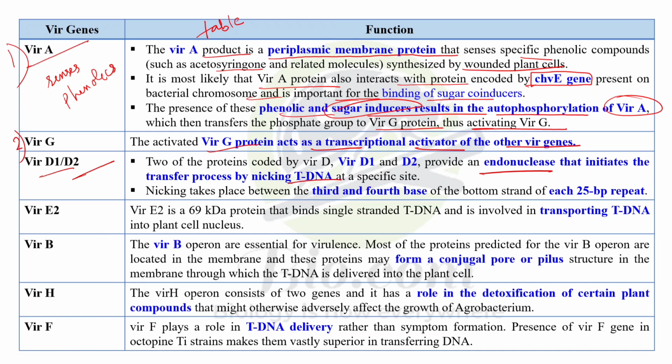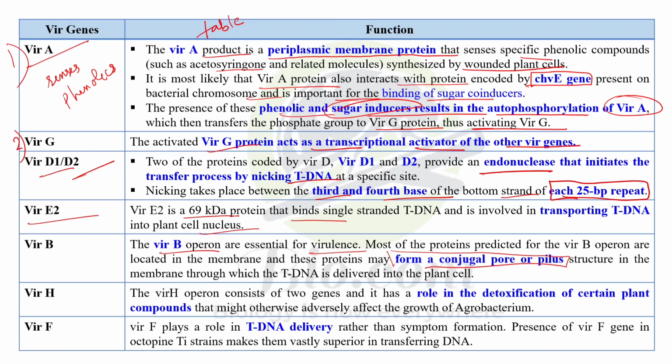यानी जो left border right border है वो वहाँ पे nick create करते हैं between the third and the fourth base of the bottom strand of each 25 base pair repeats. So endonuclease यानी कि सबसे पहले border को nick करना पड़ेगा ताकि वो release हो वहां से. And after that Vir E2 is a 69 kilodalton protein that binds single stranded DNA and is involved in transporting T-DNA into the plant cell nucleus. And after that Vir B genes are essential for virulence, so it forms a conjugal pore or pilus structure in the membrane through which T-DNA is delivered into the plant cell.